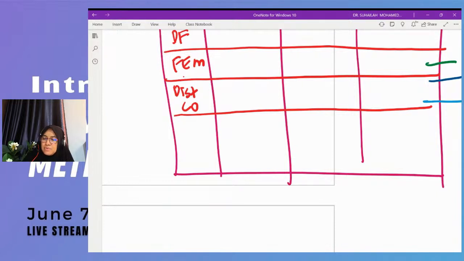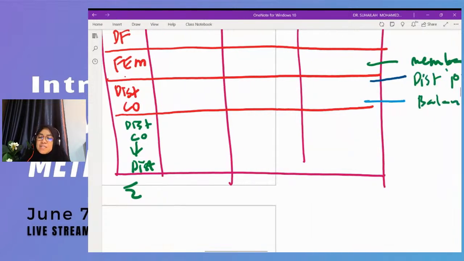Repeat distribution, repeat carry over, until the last one, which must be distribution. We have to stop at distribution. Do not stop at carry over. Stop at distribution, and after that, we have to find the total.